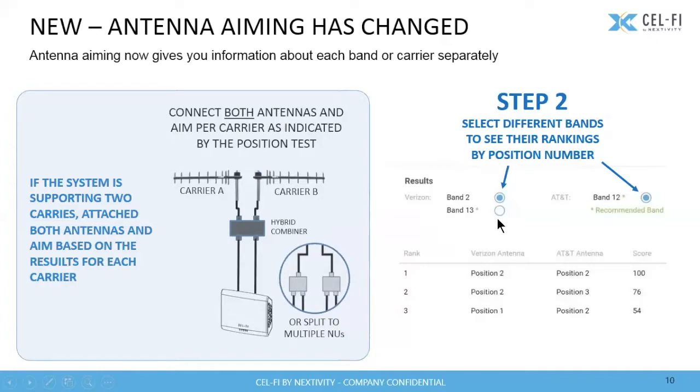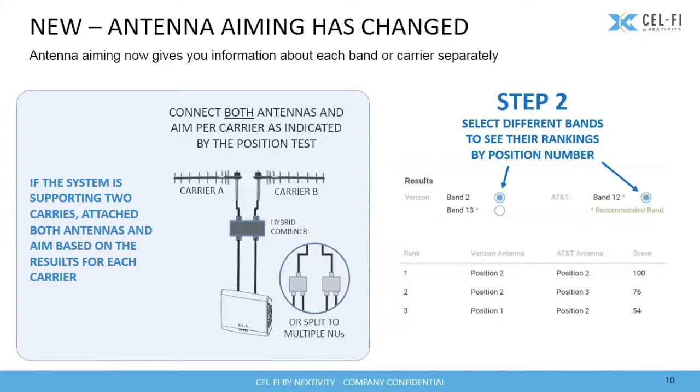Right now we have band 2 shown for Verizon, and band 12 shown for AT&T, and there's a little asterisk by band 13 for Verizon and band 12 for AT&T. Those are because those were the best signals that came in on any band for either one of those operators, so it gives you an indication of that. Obviously for AT&T, we only have the one band here, but for Verizon, we've got 2 different bands to consider.